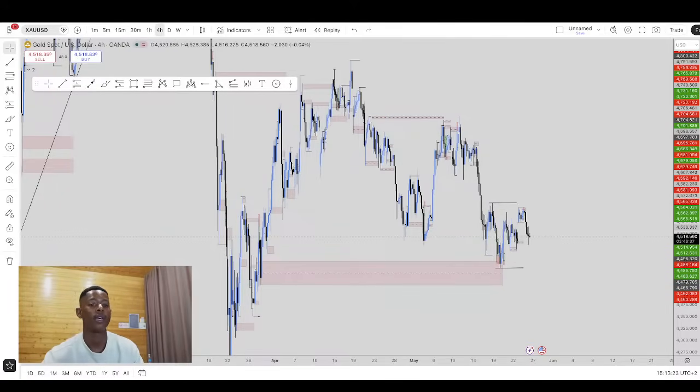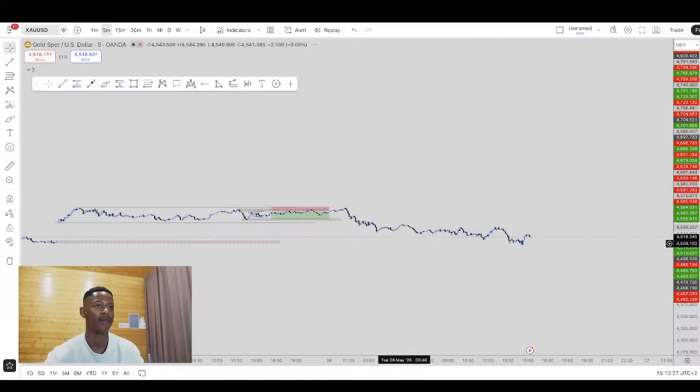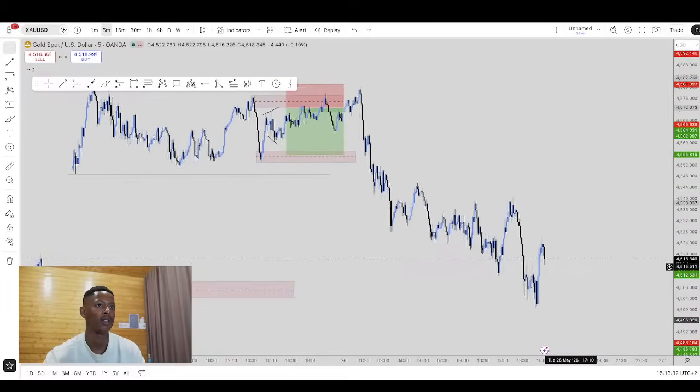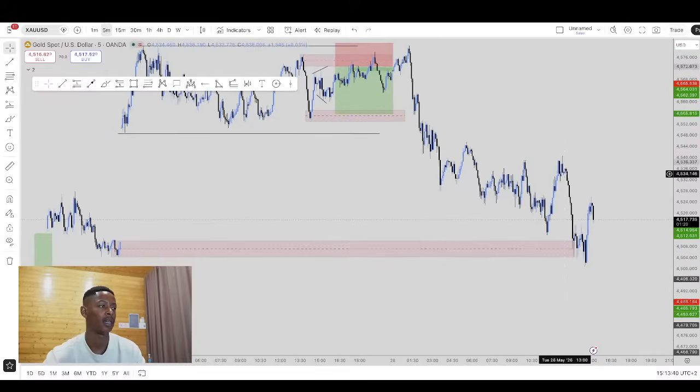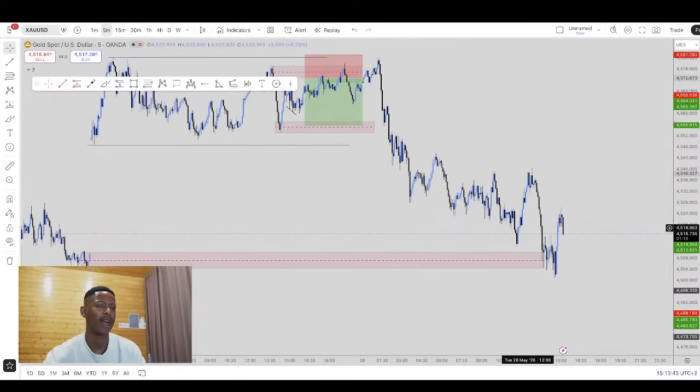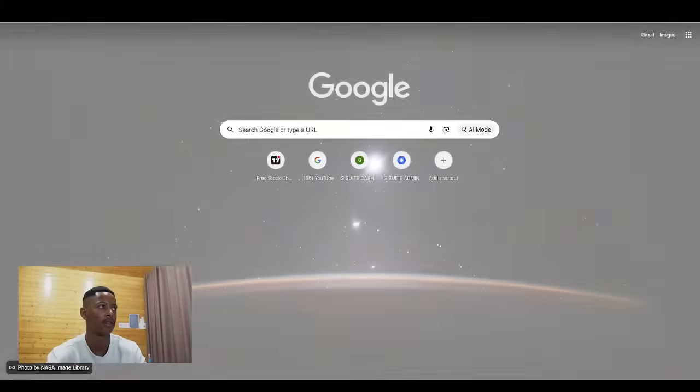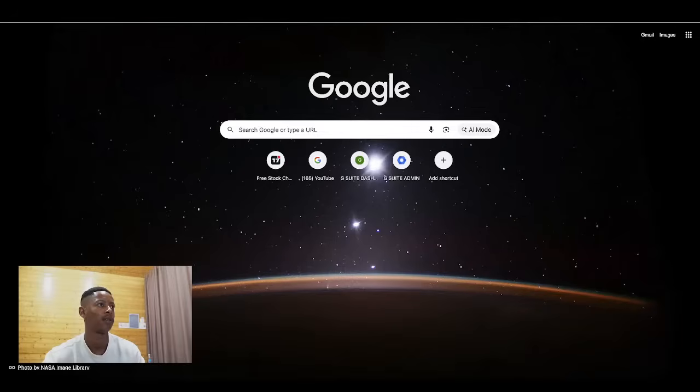Just by looking at this gold, I'm going to come straight to the 5 minutes without wasting any more time. I just want to see what it's saying. Truly speaking, with what I saw, I was looking for price to come here, and it did come here. We tested these, and let me just see what the news are saying for today. Let's see what the news are saying for today.